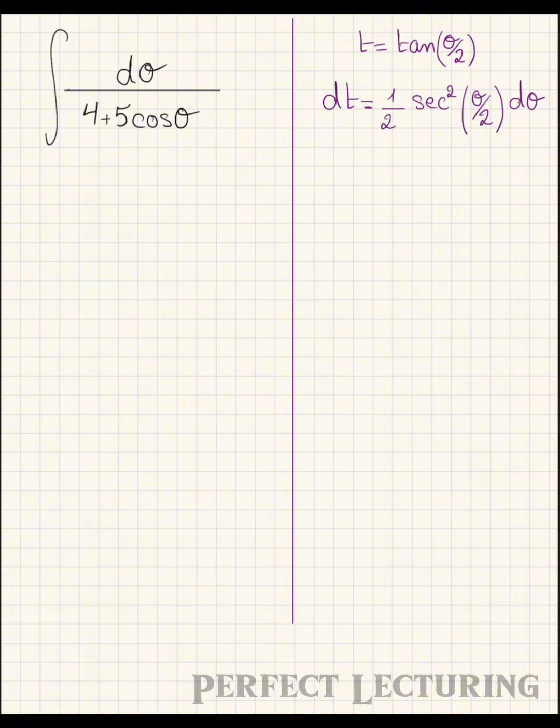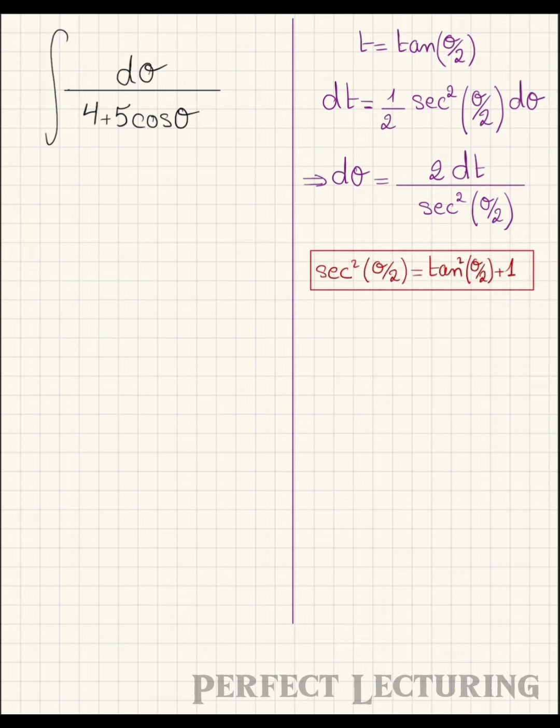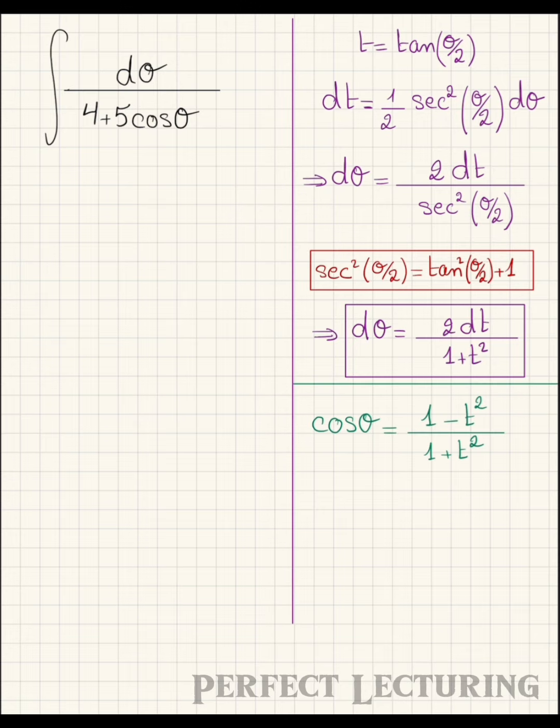Thus, dt equals 1 over 2 times secant squared of theta over 2 d theta, and d theta is equal to this expression. Using the following identity, we end up with the following expression for d theta. For cosine theta, it is well known that it's equal to 1 minus t squared over 1 plus t squared. This is called the half-angle substitution, and later I will dedicate a video explaining how to derive these expressions.